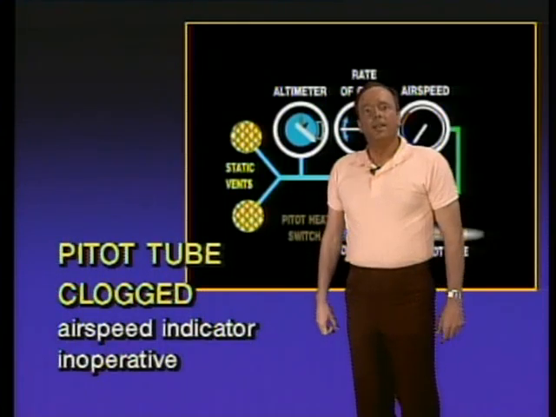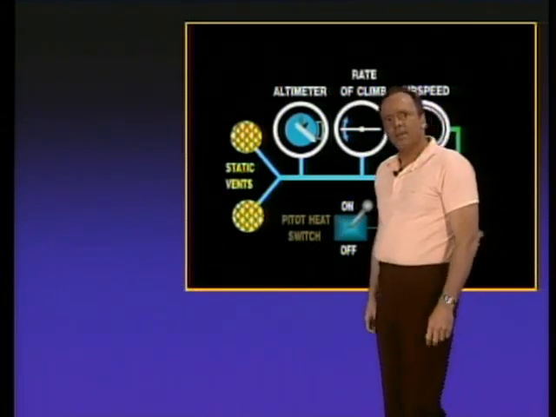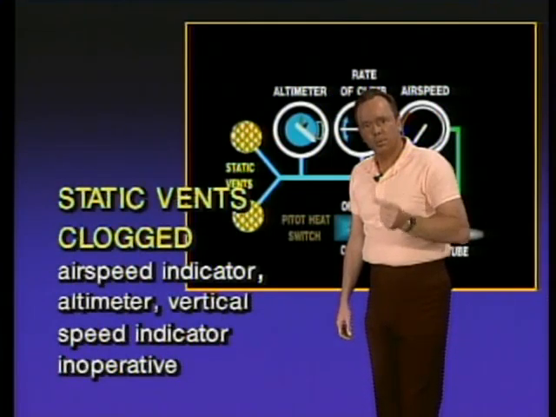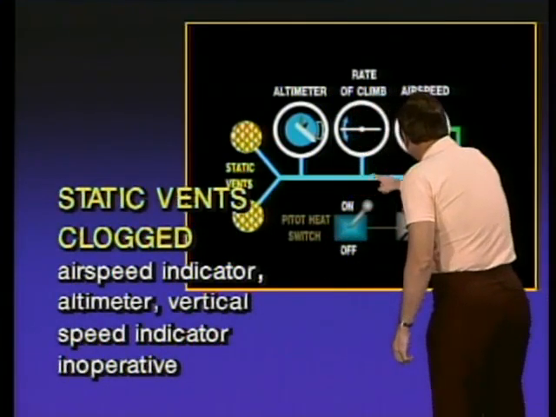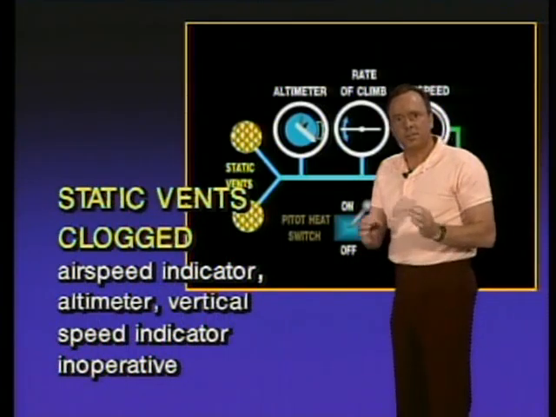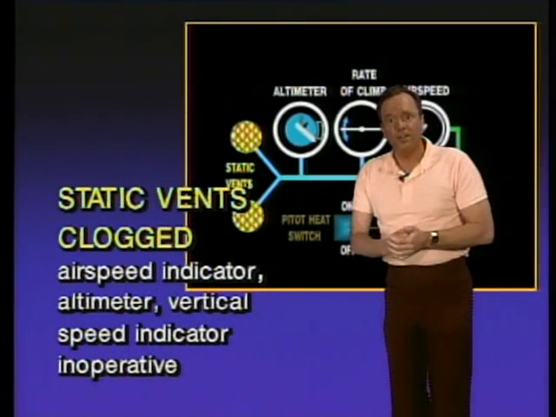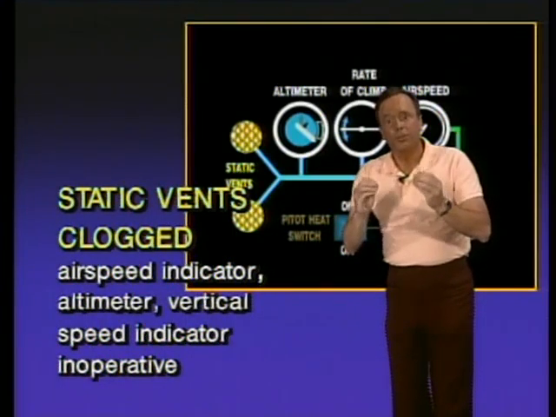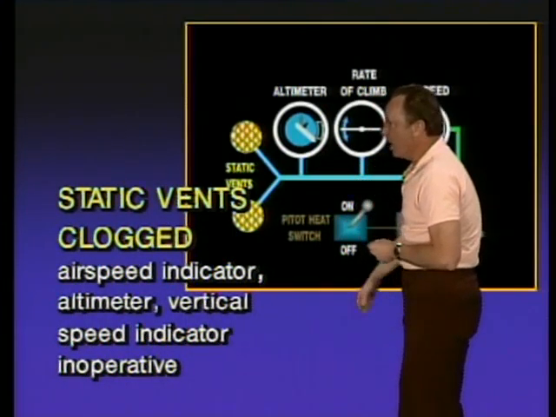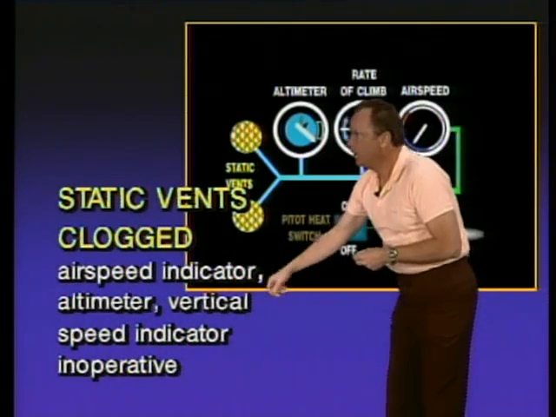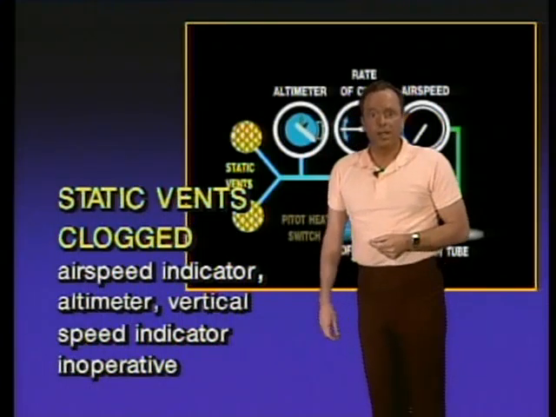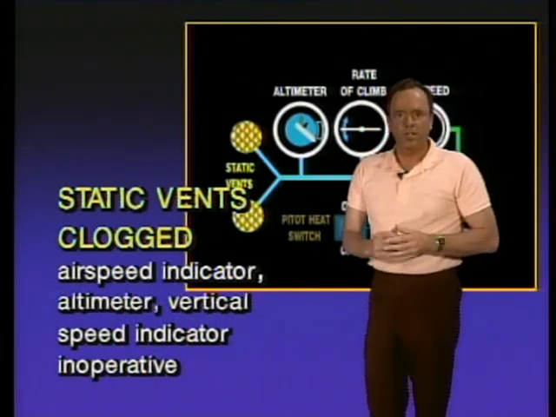Now, they're going to say, all right, this time let's assume the static system vents become clogged. Which of the instruments would be affected? Well, all three of these instruments are connected to the static system vent, so all three would be affected, and all you have to be able to do to answer this question is be able to name the three static system vent instruments, and they are the airspeed indicator, the altimeter, and the vertical speed indicator, and all three of those would become inoperative if the static system vents become clogged.